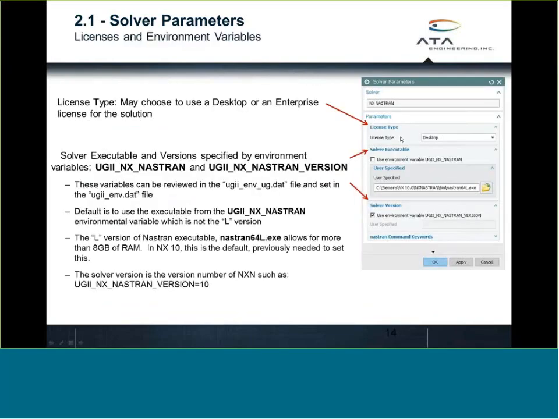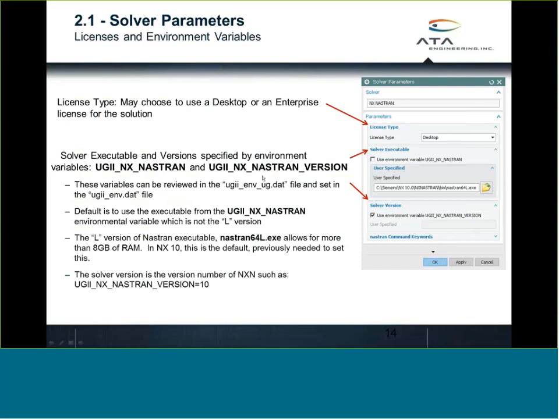One of the things you can change is the license type. You can switch from the desktop version to the enterprise version. You can also select the solver executable. There's a bit of a caveat here that you have to look in your NX installation directory for these configuration files and set these environment variables.